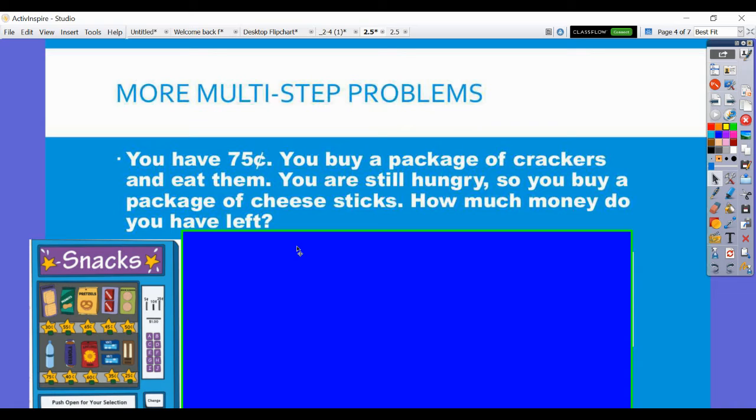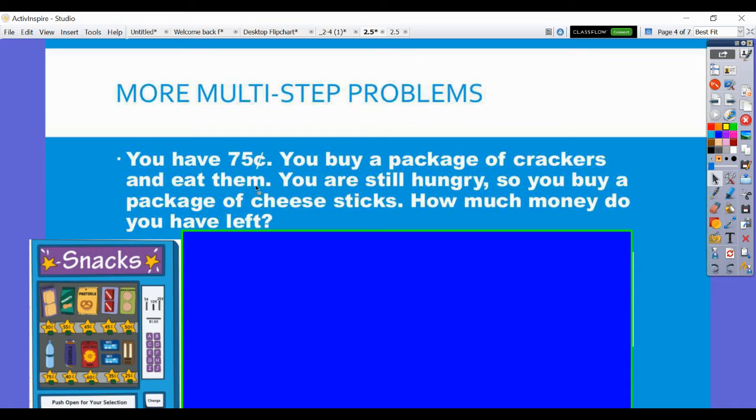Let's reread the problem again to understand fully what it is asking us. You have 75 cents. You buy a package of crackers and eat them. You are still hungry, so you buy a package of cheese sticks. How much money do you have left? So we know that we're starting with 75 cents. That is really important to understand, that is the beginning, that is the start. We are buying a package of crackers and eating them.